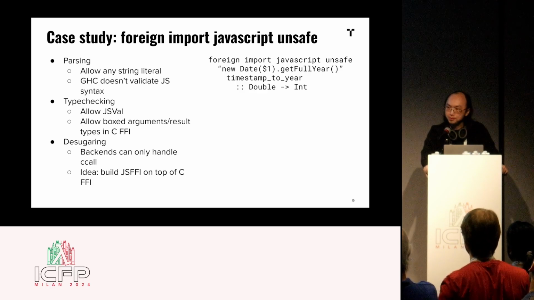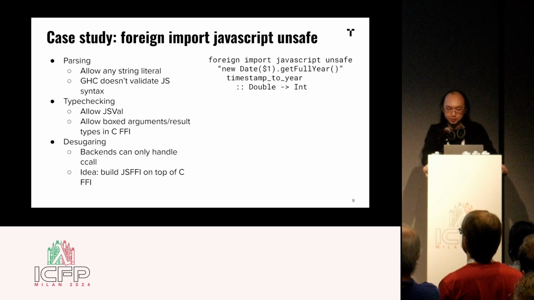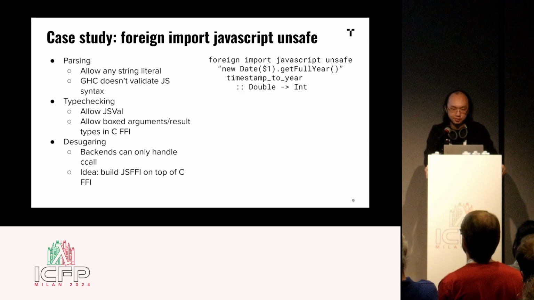It really should be valid JavaScript, but we do not include a JavaScript AST library in GHC. We do not validate JS syntax here. It is validated later somewhere else. And when type checking, we allow the boxed variants of all the types that are supported in C FFI in the argument and result position. And additionally, we allow the magical JSVal type in the arguments and results.